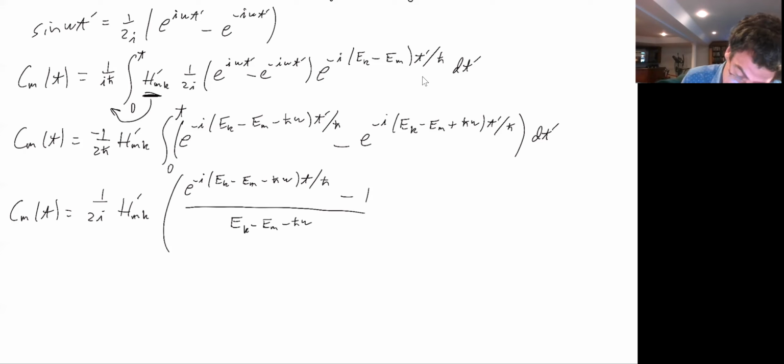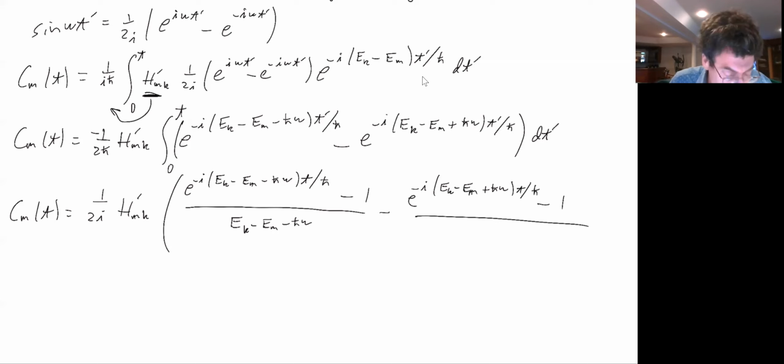Now the second term, which is going to be e to the minus i (Ek minus Em plus h bar omega) times t over h bar, minus 1, all over Ek minus Em plus h bar omega.